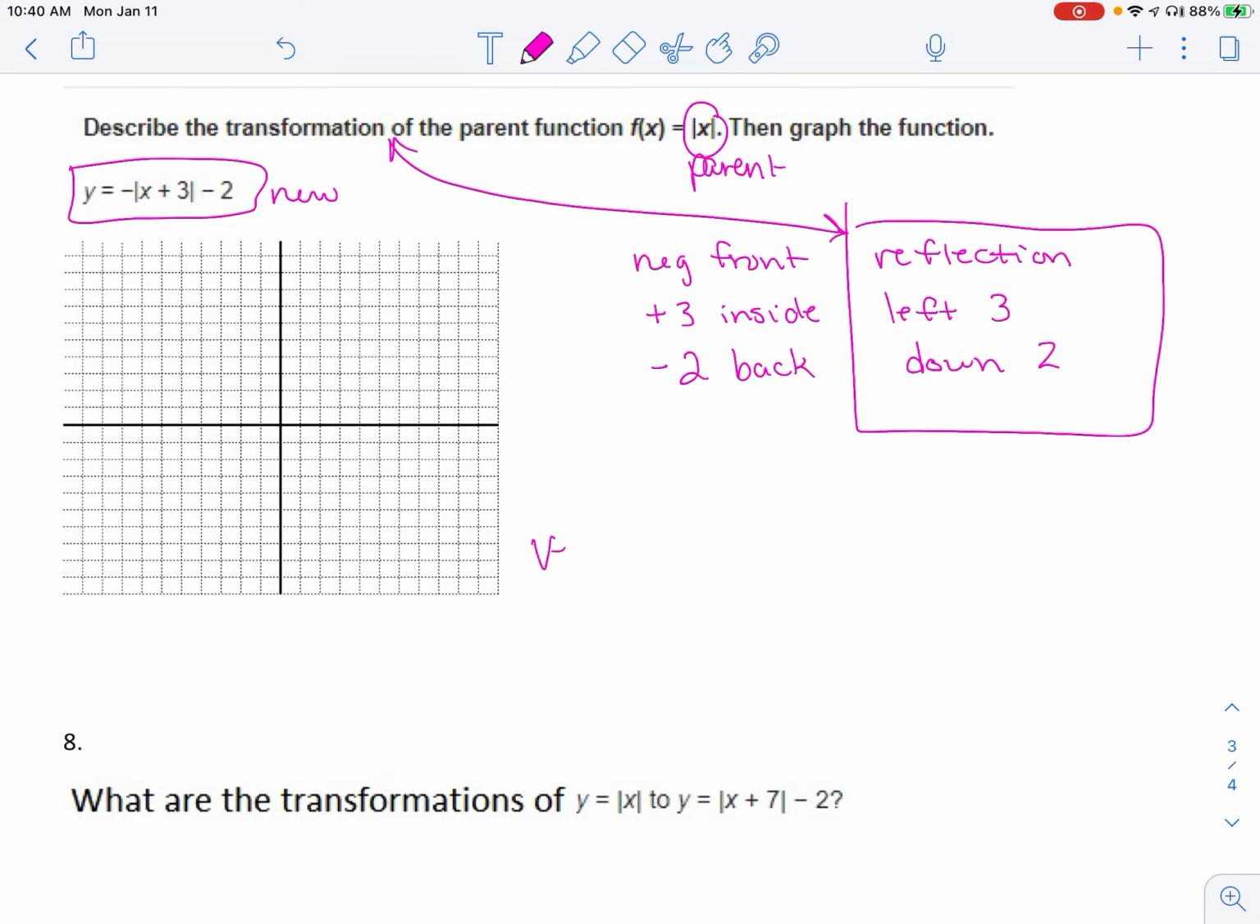So I am going to say I have a vertex. This is an absolute value problem. Absolute value problems are V's. Please write that down. Wherever you want to write that down, write that down. Absolute value problems are V's. The vertex is at -3 and -2.